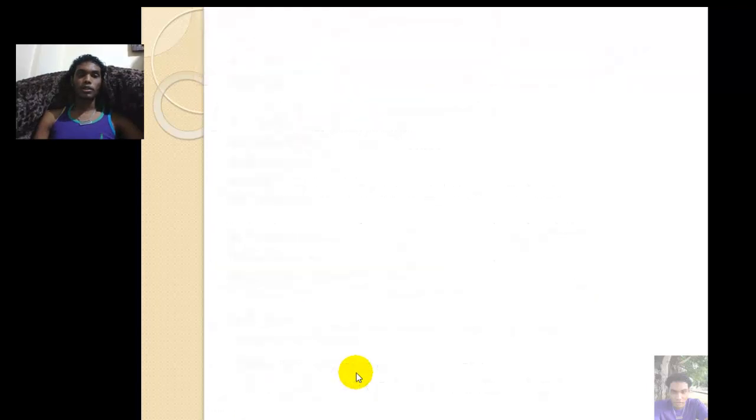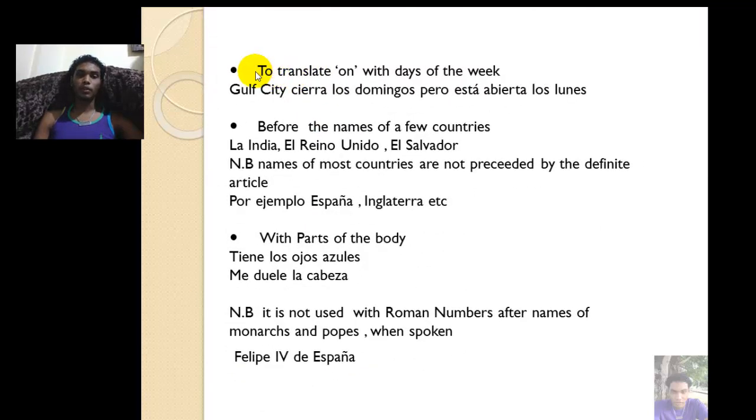The articles are also used to translate on with days of the week. Gulf City cierra los domingos, pero está abierta los lunes. Gulf City closes on Sundays, but is open on Mondays. Okay. These articles are used before the names of a few countries. La India, el Reino Unido, el Salvador. Note very well that the names of most countries are not preceded by the definite article. Por ejemplo, España y Inglaterra.